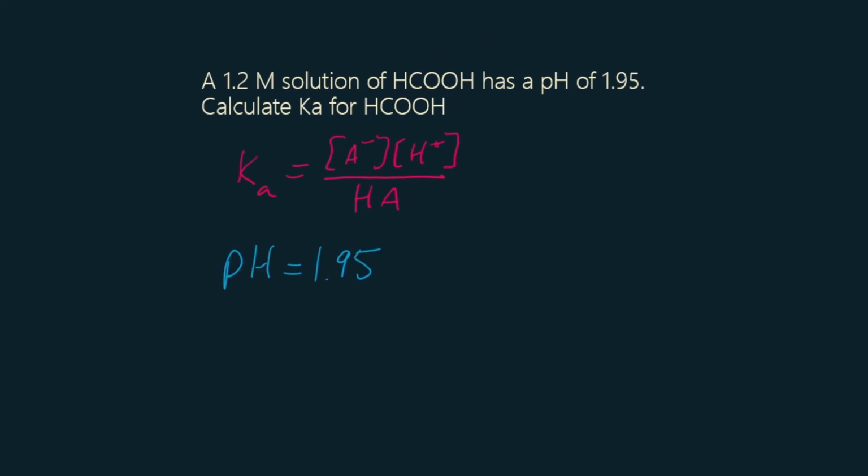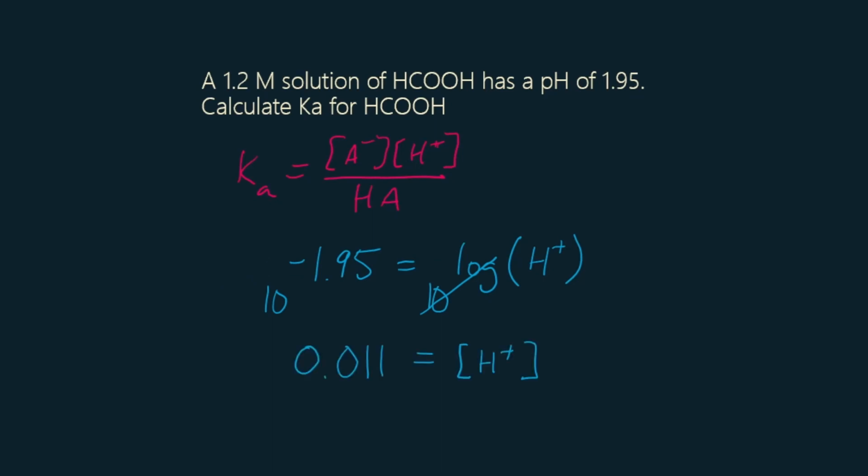We know our pH is 1.95, which is equal to the negative log of H+. Next, let's isolate the H+. We'll move the negative over, and to get rid of the log, we'll take the base 10 of both sides. This gets us this concentration for H+. And remember, for every H+, there's an equal number of A-. So we can set both to x. And when we do so, what we have left is to find the amount of HA.